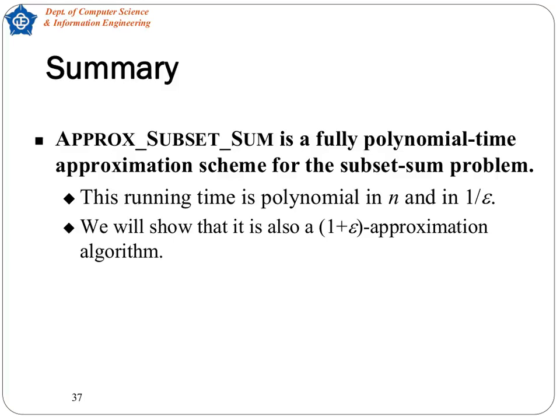Approx_subset_sum is a fully polynomial time approximation scheme for the subset sum problem. Its running time grows polynomially in the number of items, n, and in the inverse of the error parameter, 1/epsilon. Even better, it always returns a solution within a factor of 1 plus epsilon of the optimal.